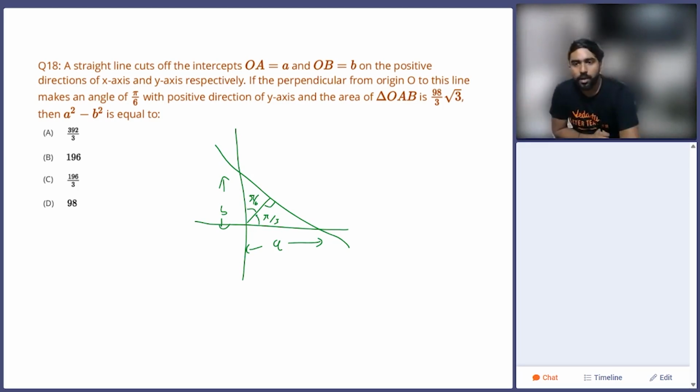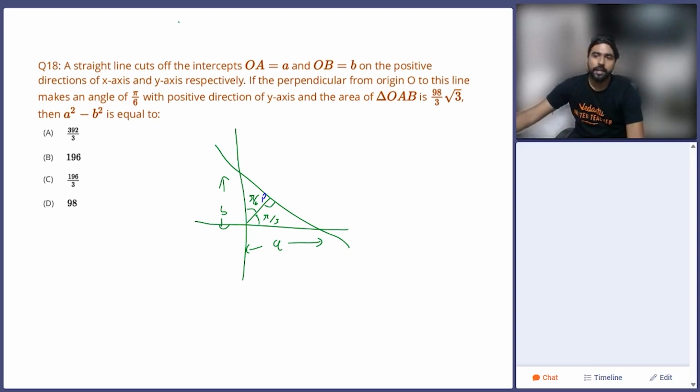All right. Now you have been told that the area of this triangle is equal to 98 by 3 root 3. You need to find out the value of a square minus b square. Okay. So let's assume that this perpendicular distance is p over here.